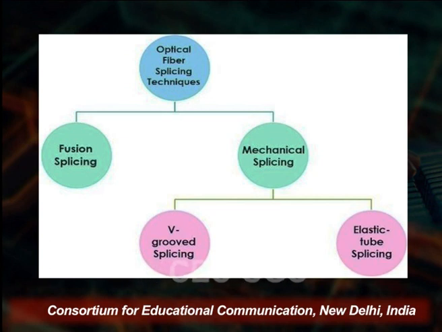So now in this lecture we discuss the splicing of the optical cables and its types. Basically we use three techniques for splicing the optical fiber. Number one is the fusion splicing, and second is the mechanical splicing. Mechanical splicing is also divided into two parts: first is the V-grooved splicing and second is the elastic tube splicing. So these are the forms of the splicing.